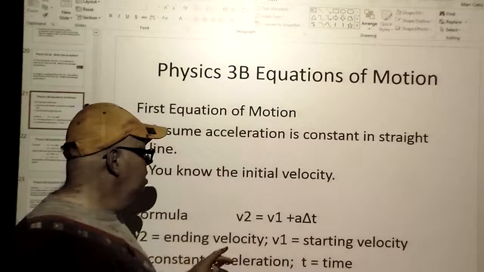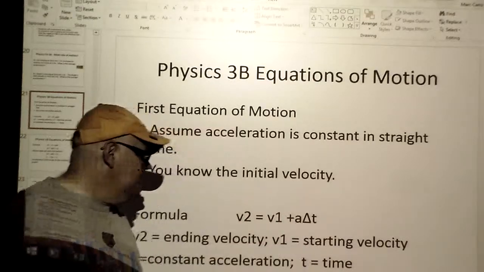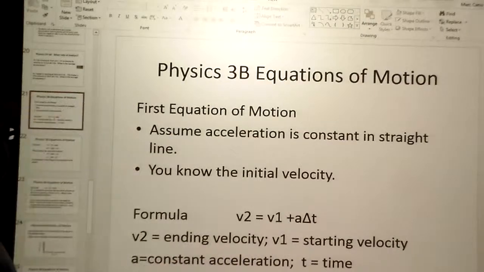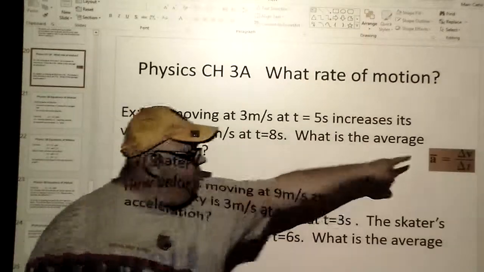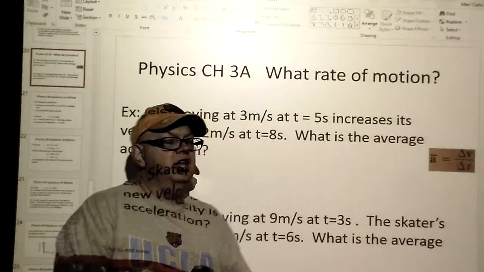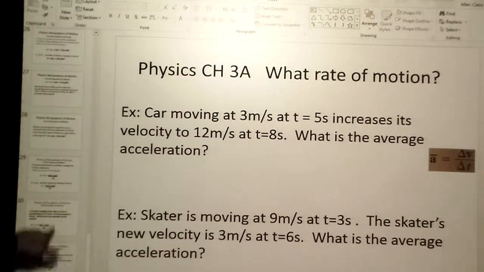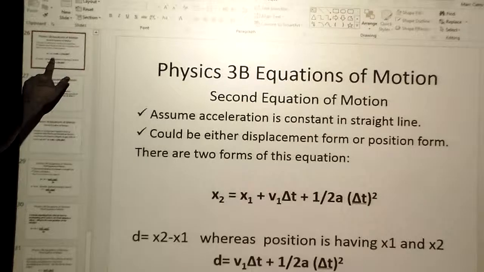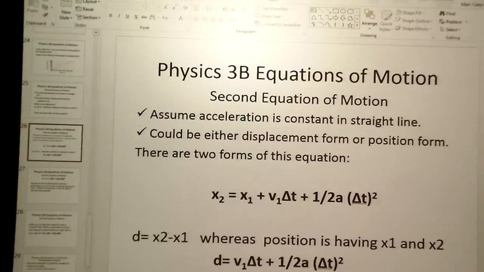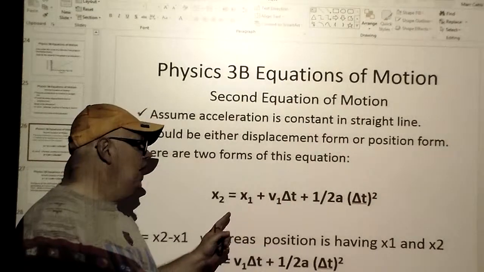Okay, here's our first equation of motion. V2 equals V1 plus acceleration times delta t. Now keep in mind, this is just saying the same thing as this. That's exactly what it's saying. It's just a little bit more fleshed out. That is the difference. Okay, I gotta go back here. Oops. So, here is our second equation of motion. Okay, and again, it's fleshing it out.